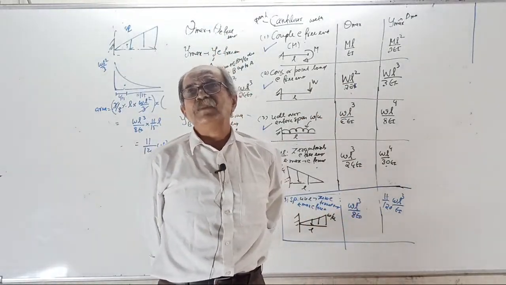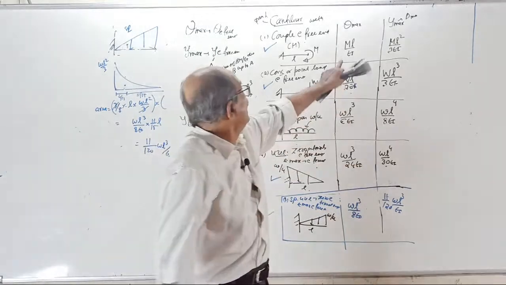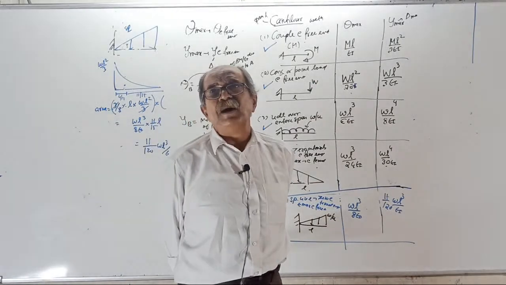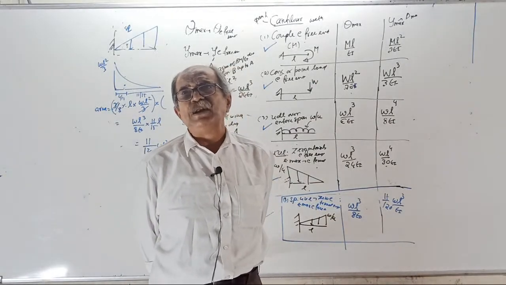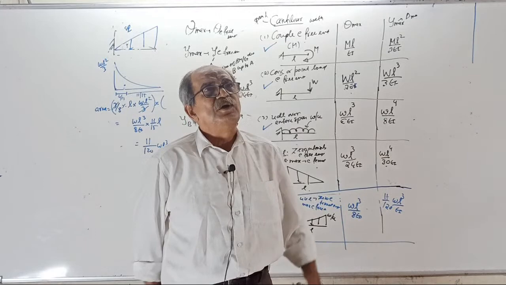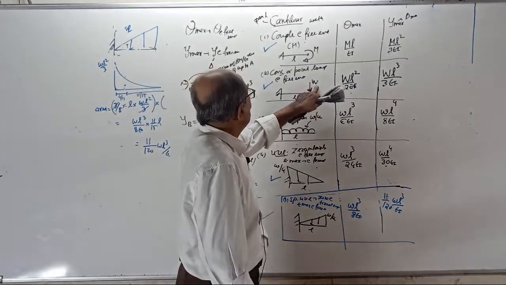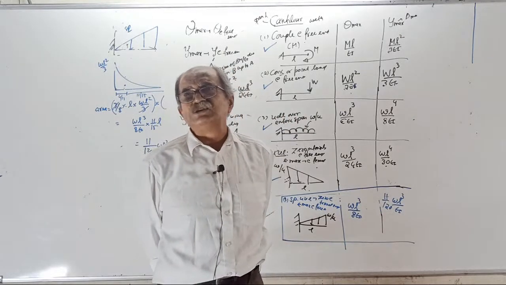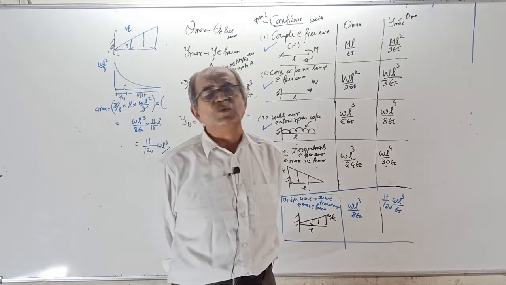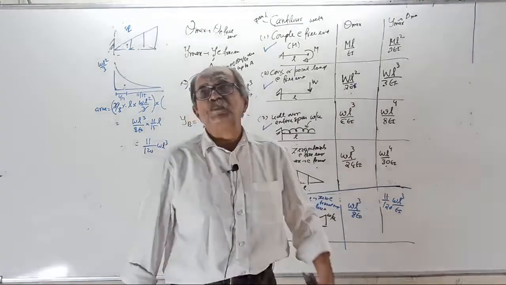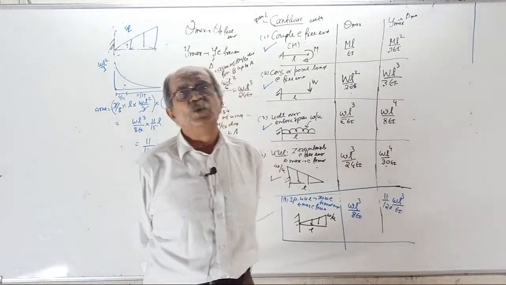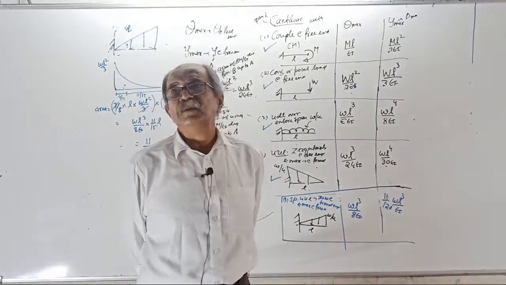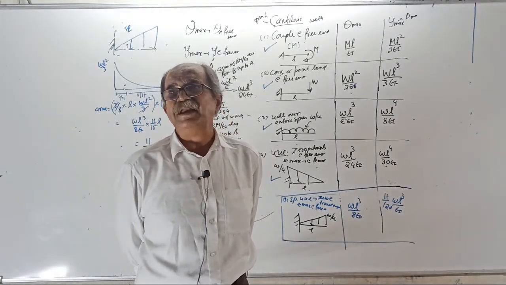Couple: slope is ML by EI, deflection is ML square by 2 EI. For point load, W or P, sometimes people call it P: slope is WL square by 2 EI, deflection is WL cube by 3 EI. W is the point load. For UDL of intensity W: slope is WL cube by 6 EI, deflection is WL power 4 by 8 EI.